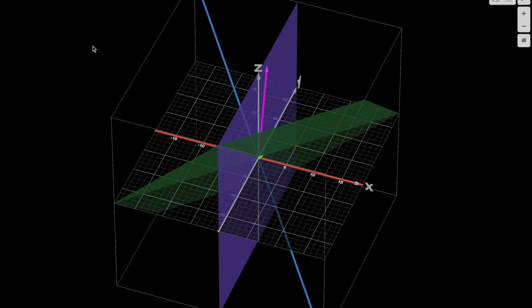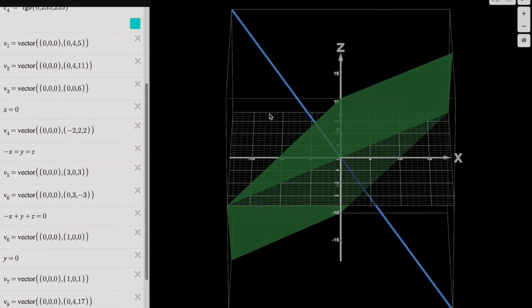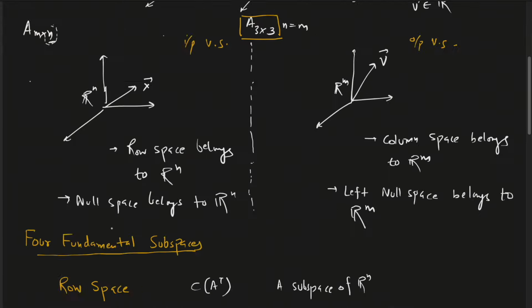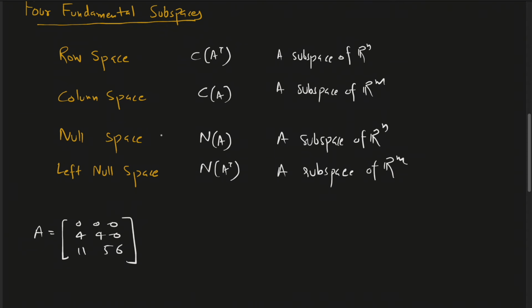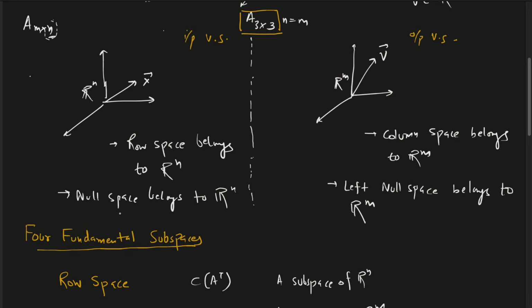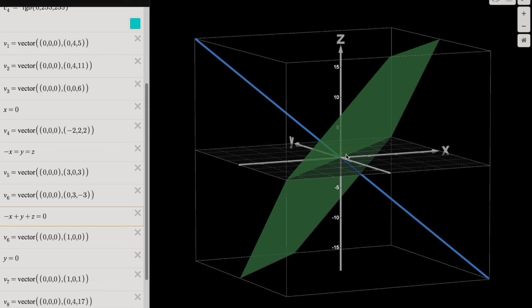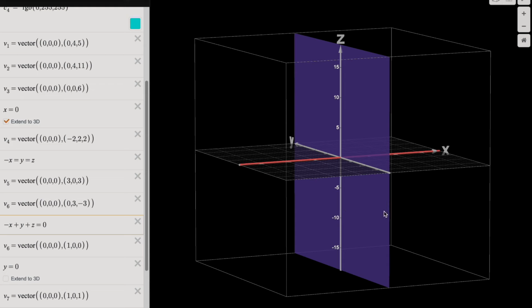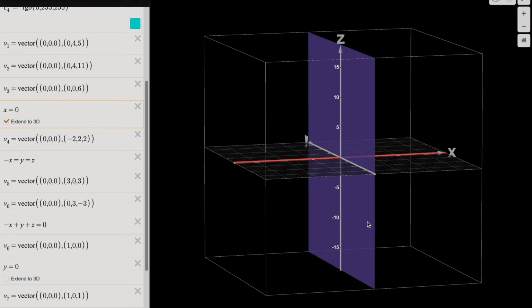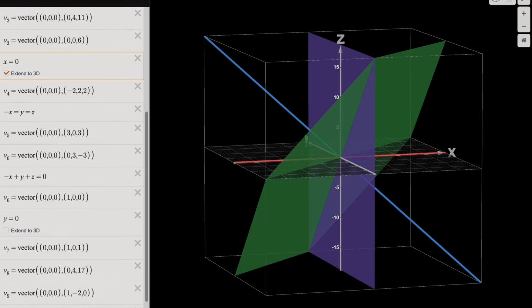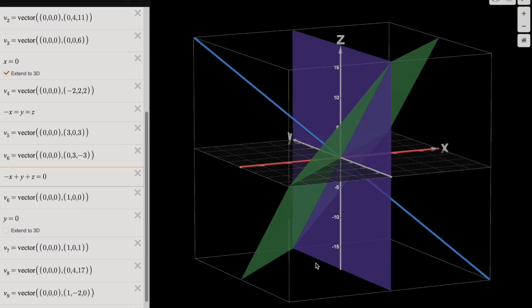First of all, these two spaces, the row space and the blue line, the null space, belong to the input vector space. We have already seen that the row space and the null space belong to Rn, that is the input vector space. Whereas the column space and the left null space belong to the output vector space. Right now I am visualizing all four subspaces in the same diagram.